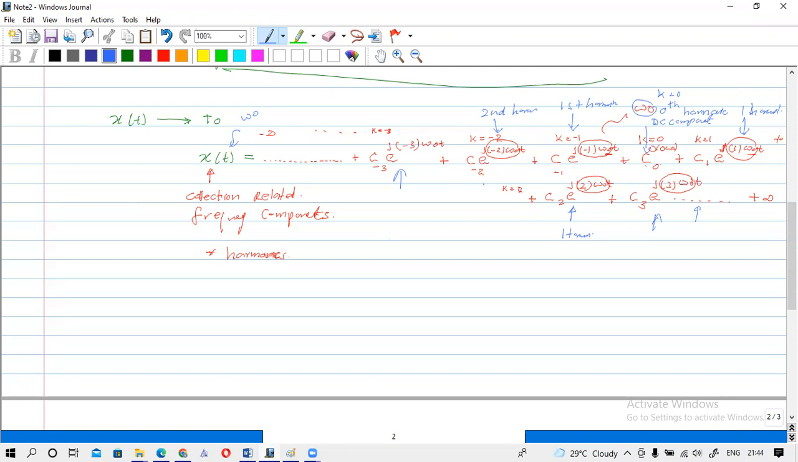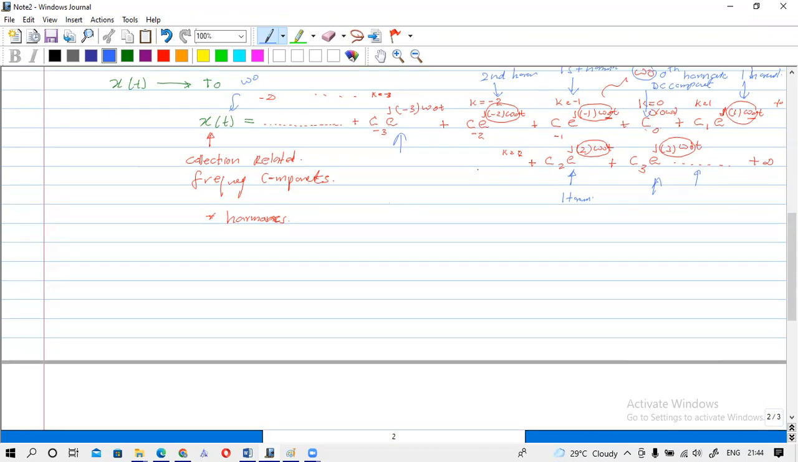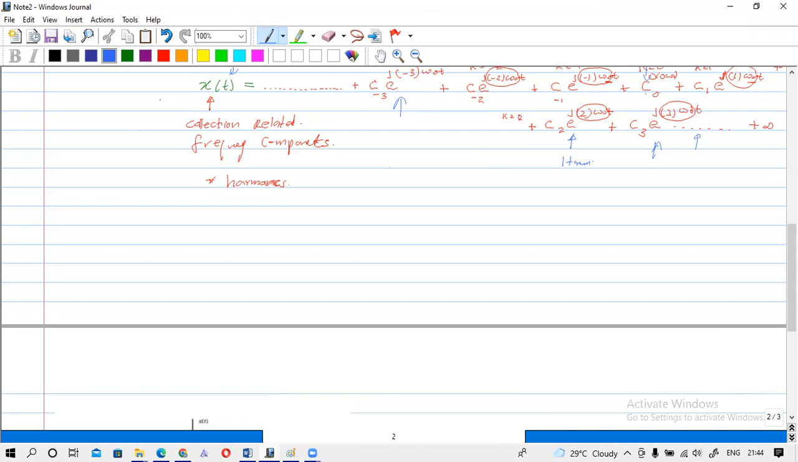So please try to understand this concept. You can see that any periodic signal is a collection of harmonically related frequency components. We call these frequency components, and sometimes we also call them spectral components.